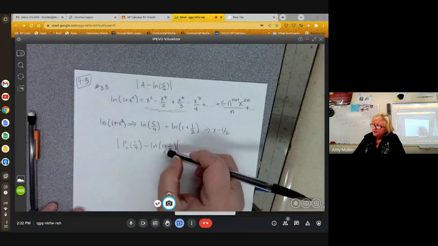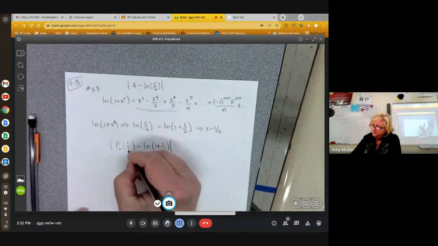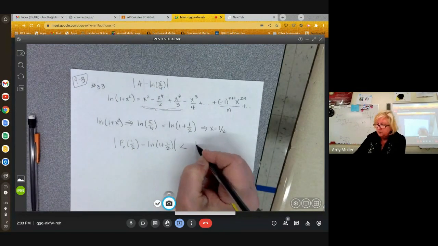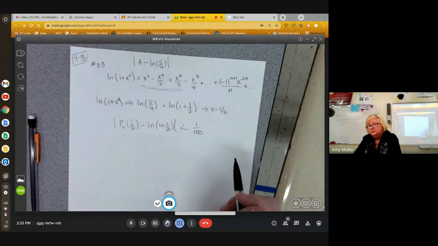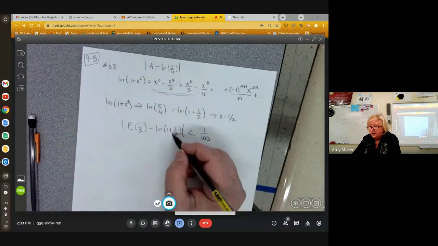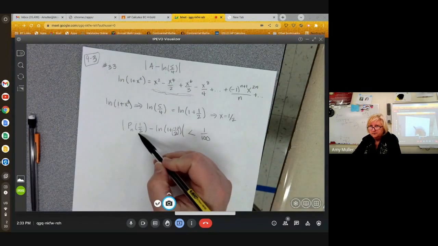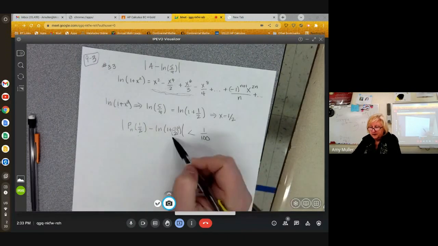Okay, so then we need a polynomial evaluated at 1/2 such that the error was less than 1/100. Okay, so is it ln of 1 plus 1/2 squared? Yes. But this is not squared, right? That is not squared. But this, yeah, that's squared.